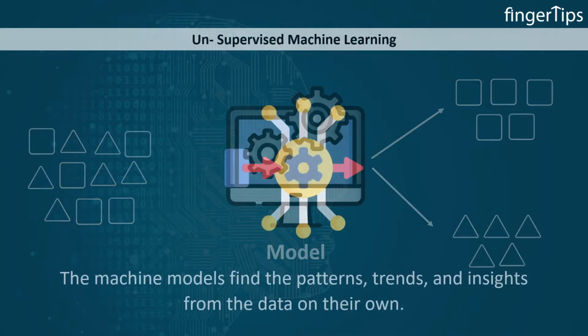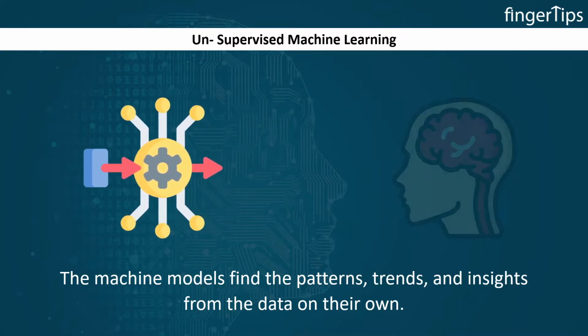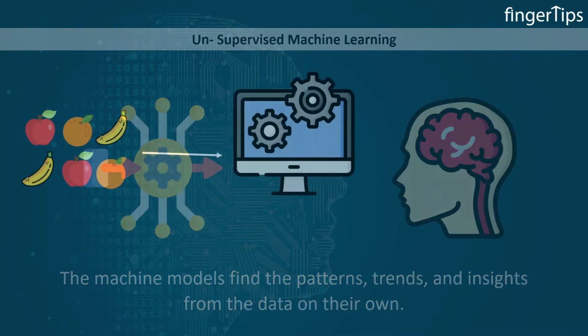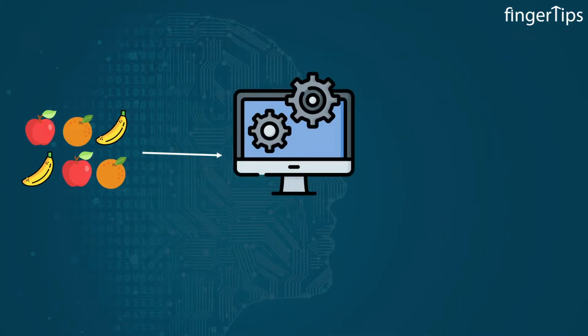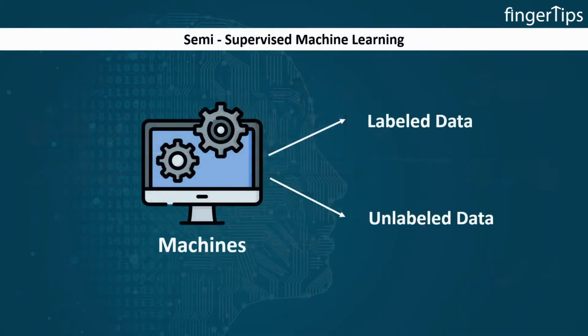As the name suggests, in unsupervised machine learning, models are not trained using the labeled data method. The machine models find the patterns, trends, and insights from the data on their own. Compare this type of learning with a human brain learning new things. Let's take an example. We will input the data of different types of fruits to the machine learning model without any type of training. And now, with the help of identification of different patterns, the model will be able to differentiate them.